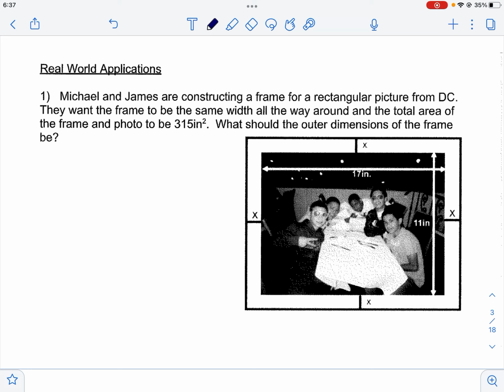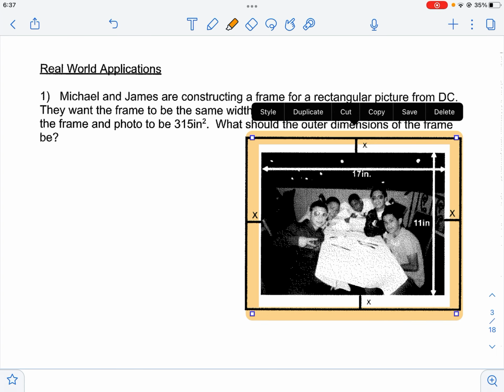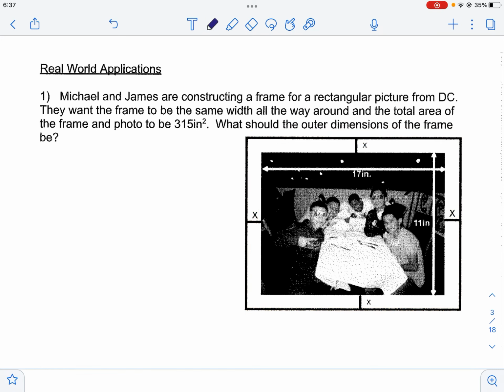All right, so we're talking about the outer dimensions of the frame. So before we even start, let's just get on the same page. So we're looking at finding this part right here. What should our dimensions be of that outer frame? So first thing we're going to want to do is figure out how much is the width and the length here. Looking across, I see that it's 17 inches across, not all the way to the edges, but from here to here is 17 inches.